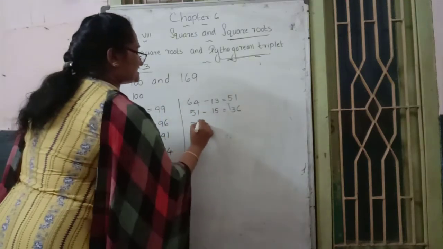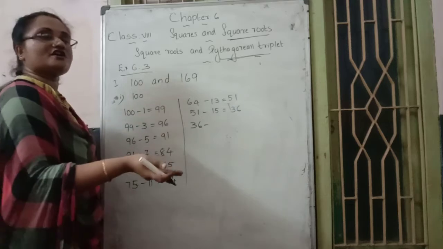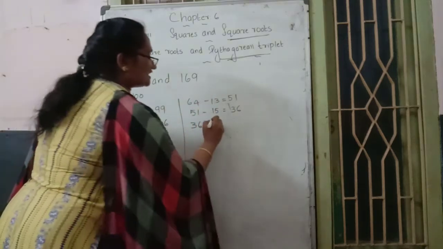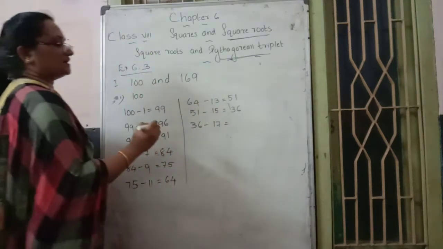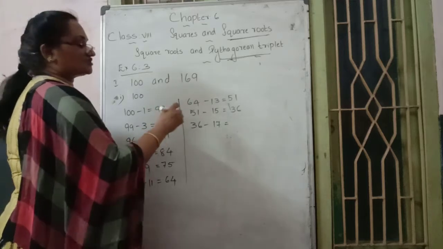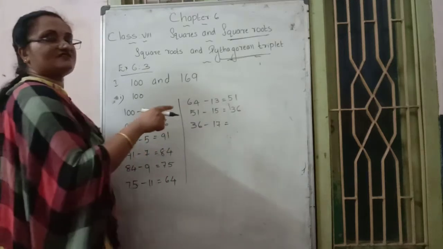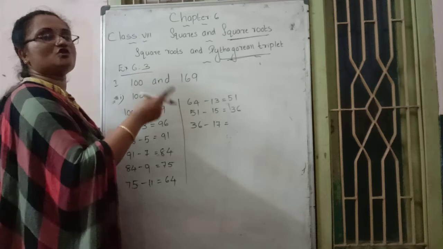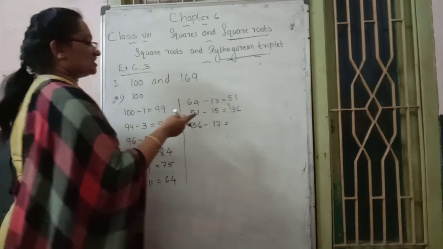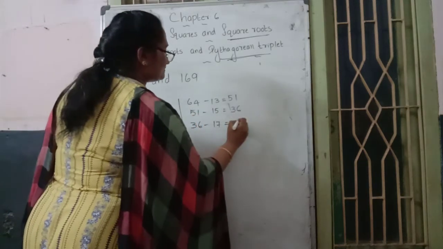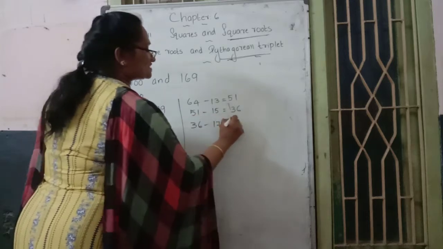Then again 36 is subtracted with the next odd number. Which is the next odd number? 17 is the next odd number. How to do the subtraction? 36 minus 17. 6 minus 7 is not possible. Borrow from the next place. 16 minus 7 comes to be how much? 9. Here 2 minus 1 is 1, so 19.